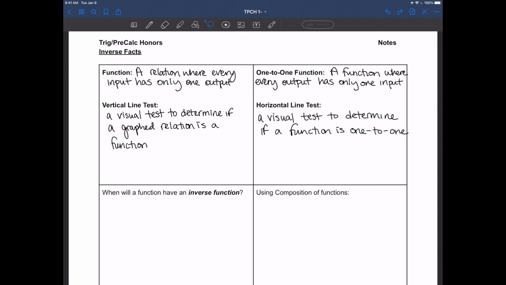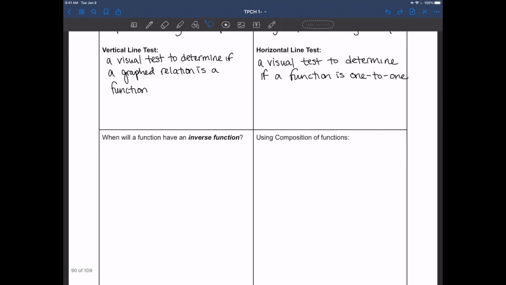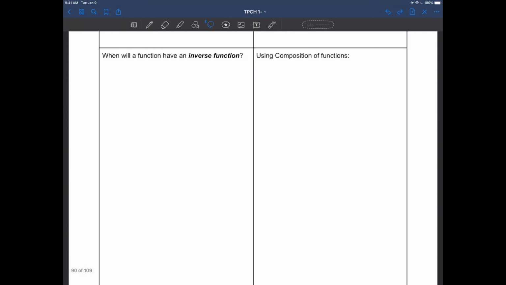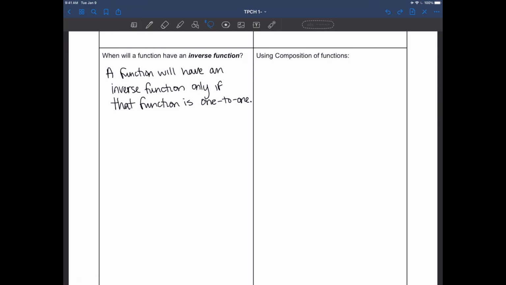I wonder what happened between those definitions, right? Are you seeing a recurring theme here? I hope so. Let's look at the next one. When will a function have an inverse function? A function will have an inverse function only if that function is one-to-one. So you need that one-to-one condition in order to find its inverse.